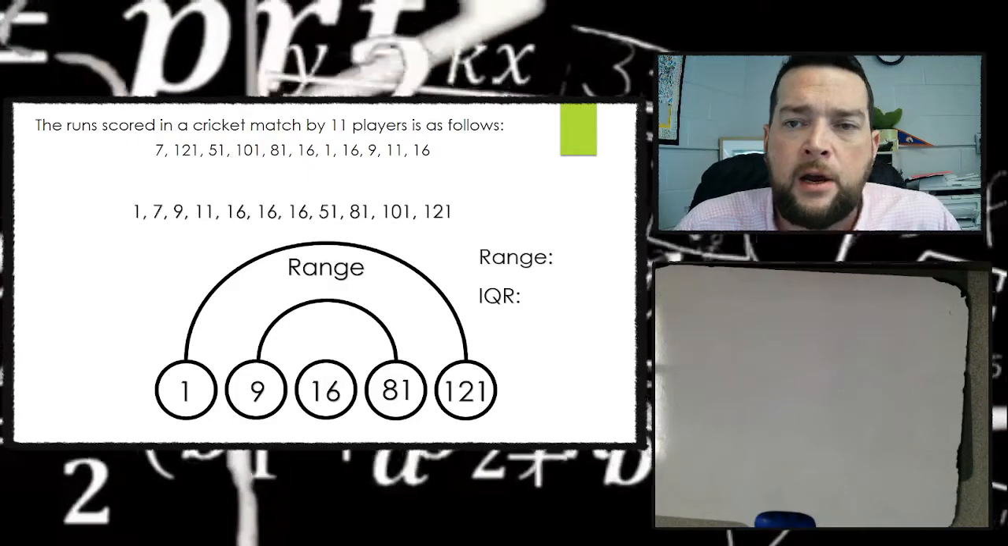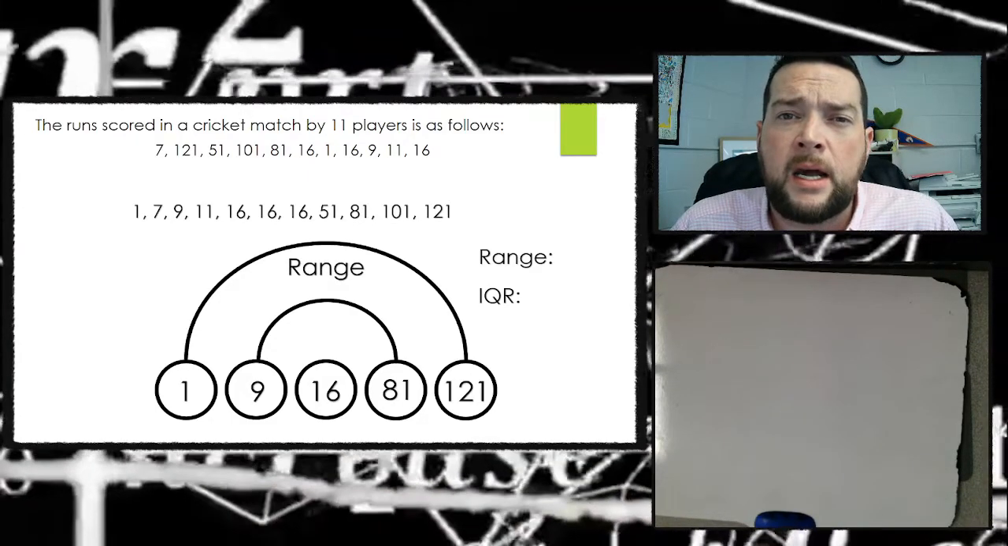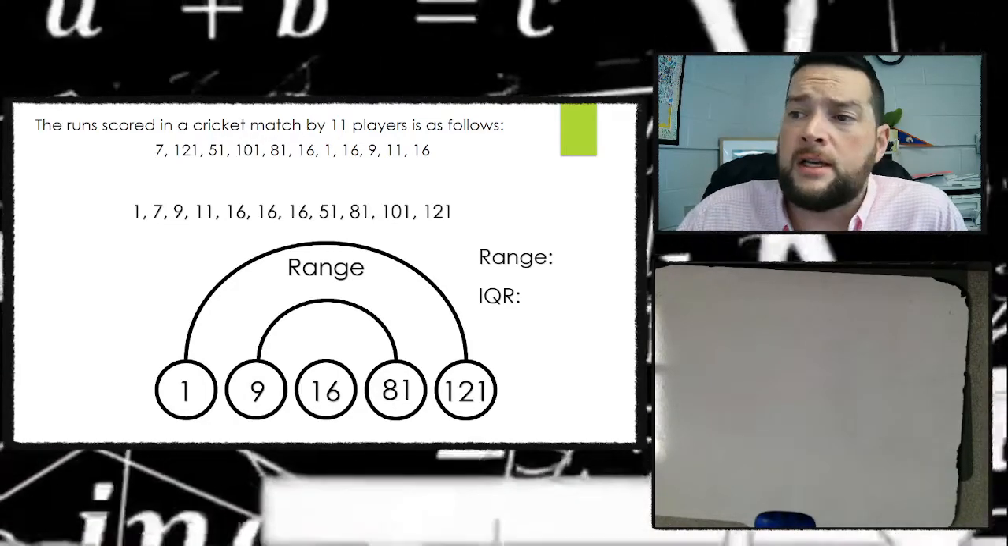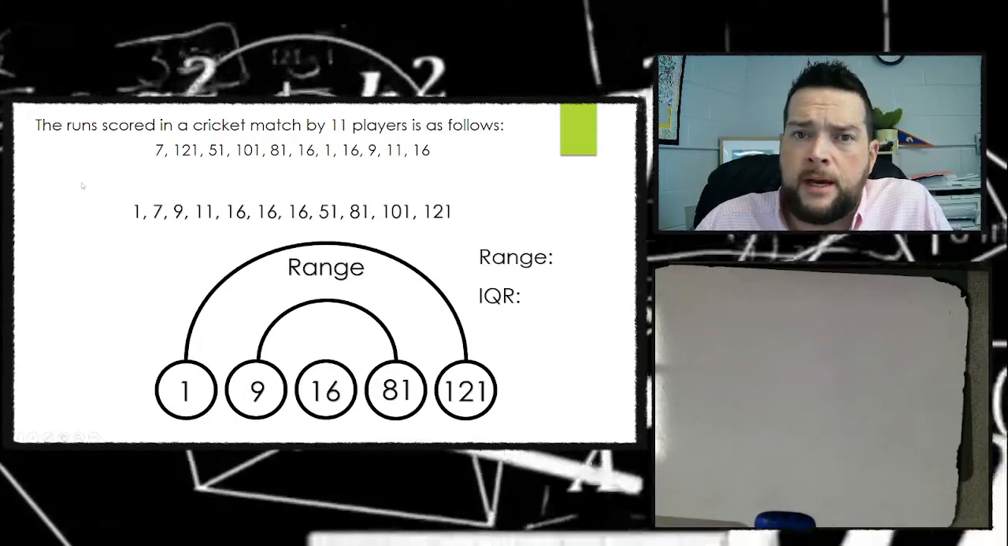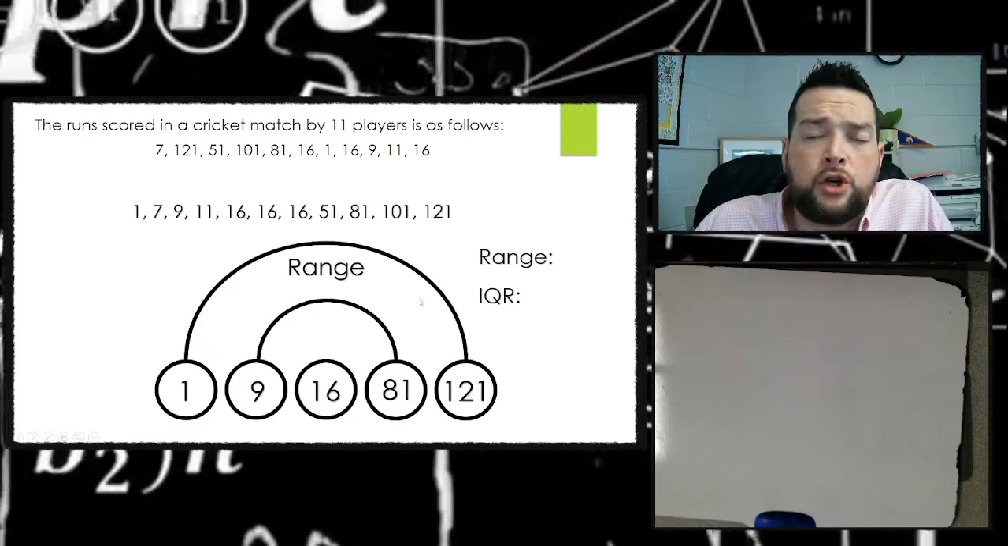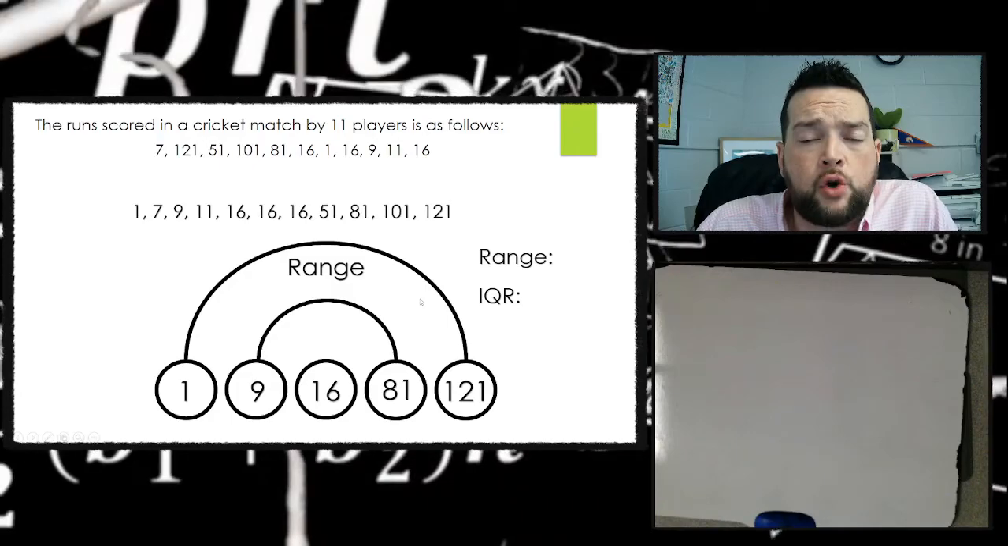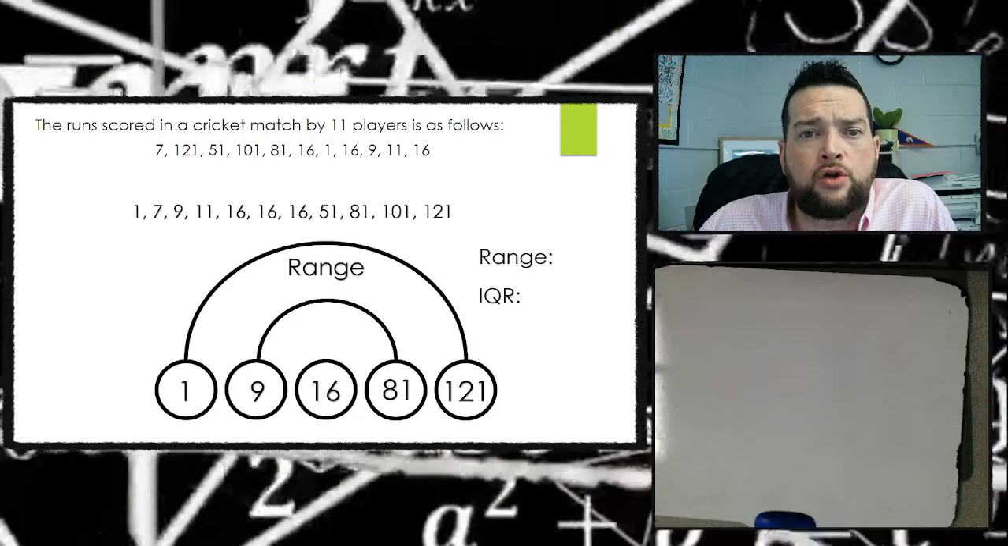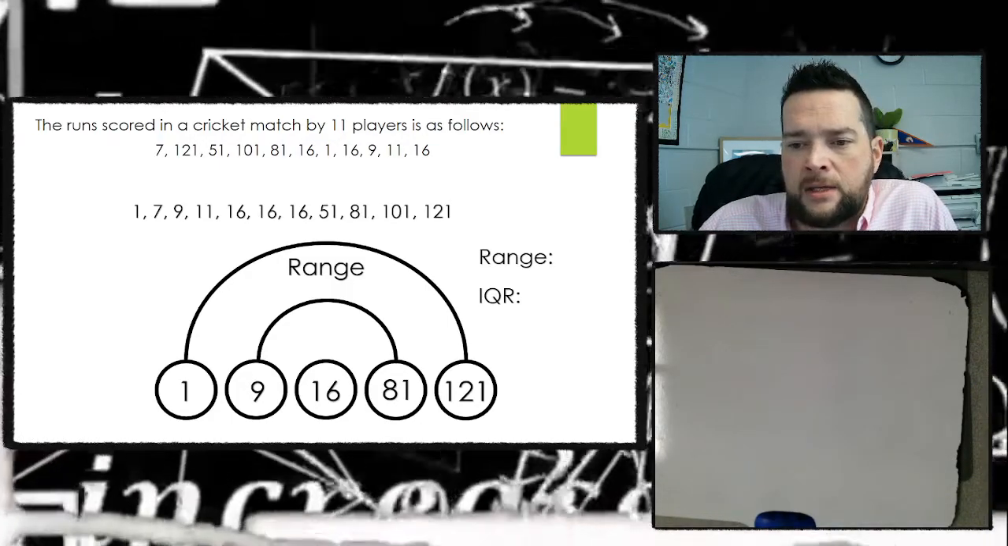Why don't you try this one right here. I've already done a lot of work for you. I already listed it least to greatest, and I've already given you the lucky muckiga. All I want you to do is find the range and the interquartile range. Go ahead and pause the video, try that, and then come back to see what the answer is.